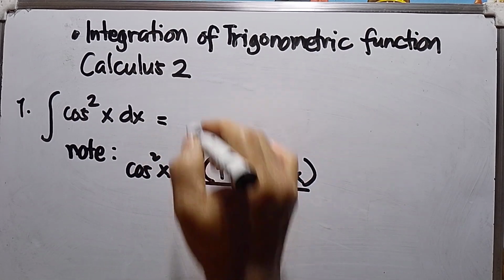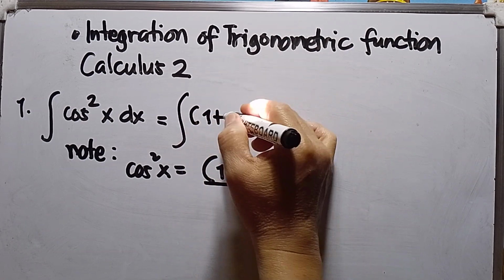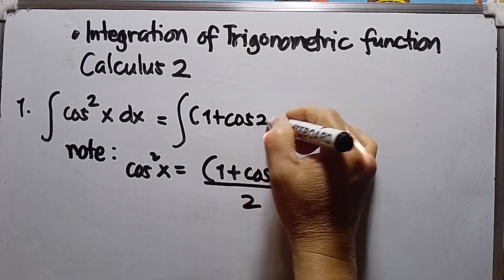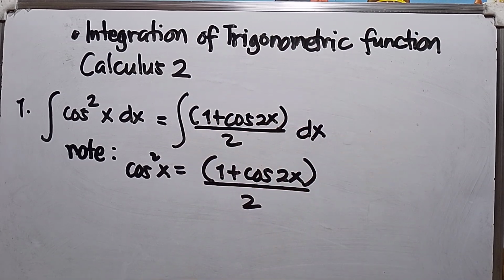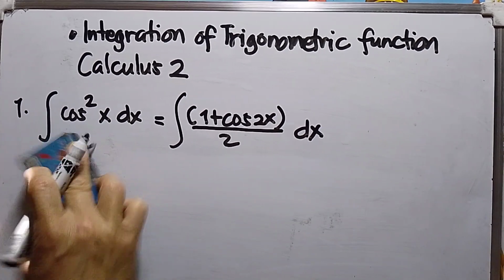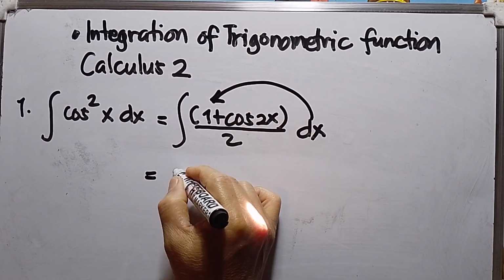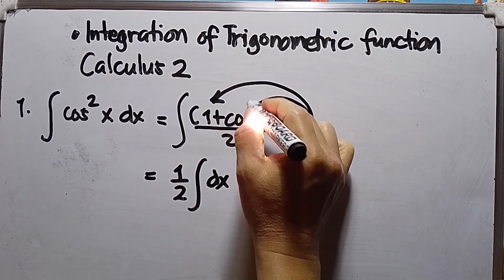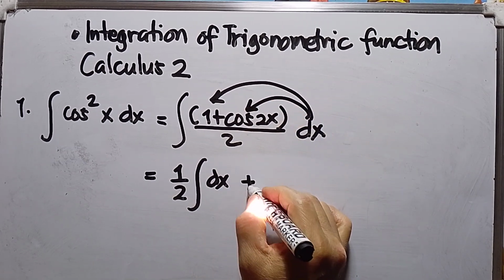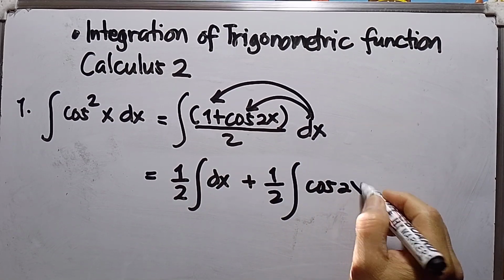So this will be integral of circle brackets 1 plus cosine 2x over 2 dx. Okay, so this will be 1 over 2 integral of dx, then distribute, plus 1 over 2 cosine 2x dx.